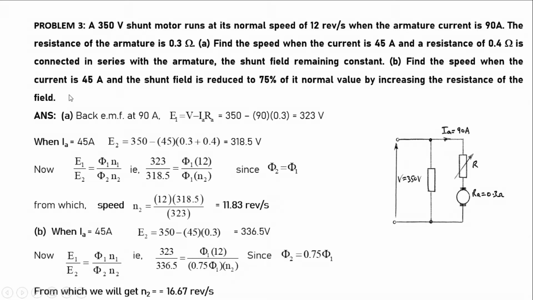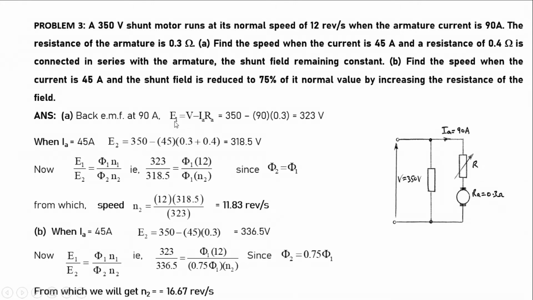Second, find the speed when the current is 45 amps and the shunt field is reduced to 75% of its normal value by increasing the resistance of the field. So there are some things we need to think about. Okay, we'll go step by step. Find the speed when the current is 45 amps and the resistance of 0.4 ohm is connected in series with the armature. Initially it is running normally, without extra resistance connected with the armature.